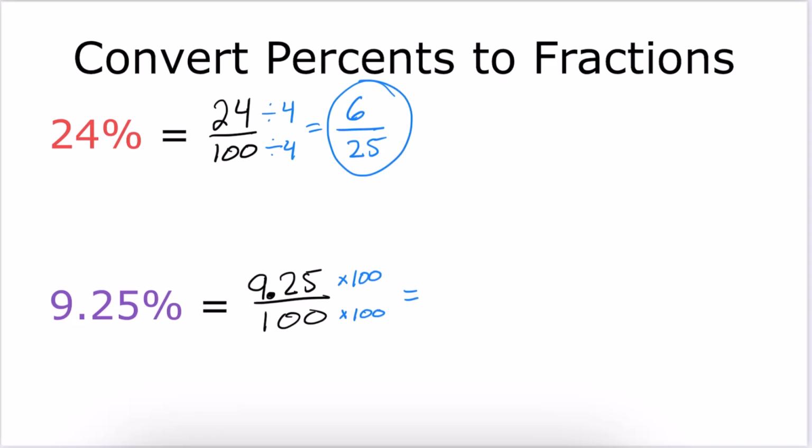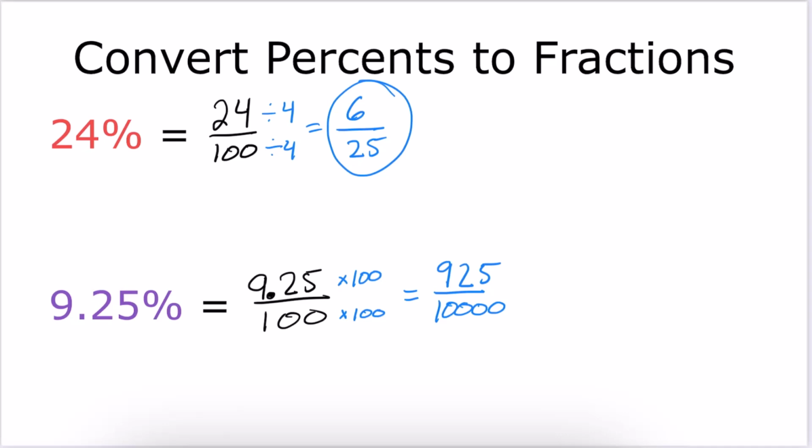So 9.25, if I do 9 times 100, that gives me 900. 2 tenths times 100 is going to give me 20. And 5 hundredths times 100 just gives me 5 wholes. And then that will be over whatever 100 times 100 is. I think that's 10,000. And this fraction is reducible because 925 and 10,000 can both be divided by 5.